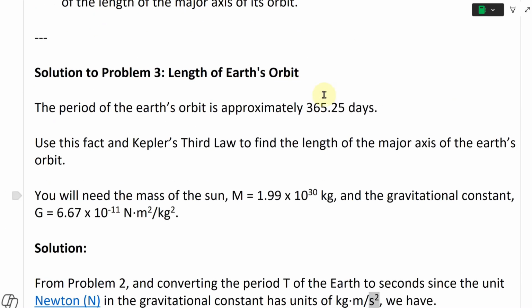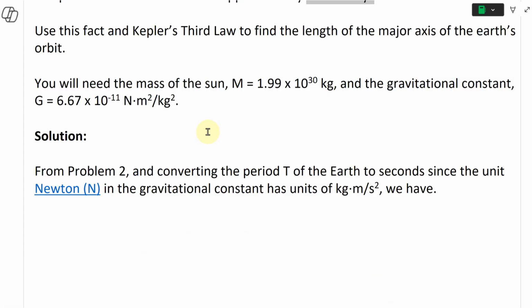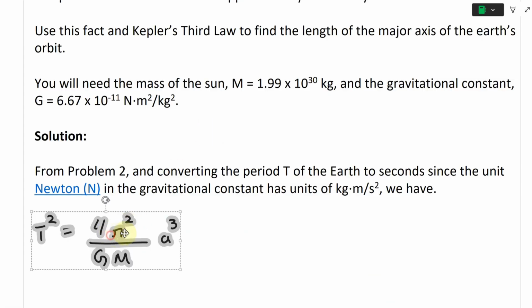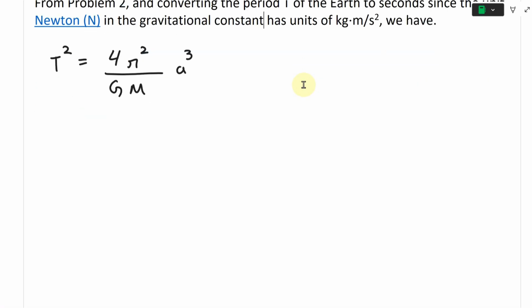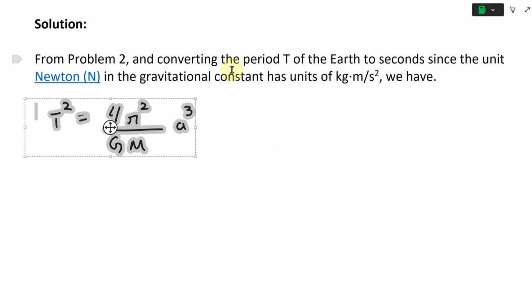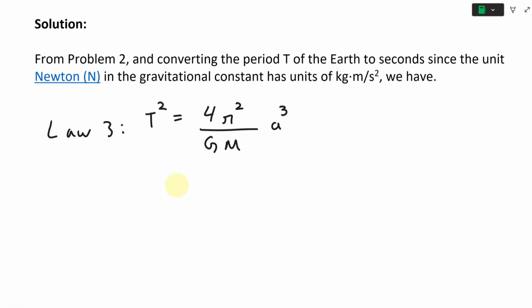Since we're given this period in days, we want to convert that to seconds and then throw that in there. So I'm going to put this right here. T squared equals 4 pi squared over GM times a cubed, and again, M has kilograms, but this Newton has seconds, so we need to convert it. I'll put this in a circle and move it around here. So that is law 3 from problem 2.